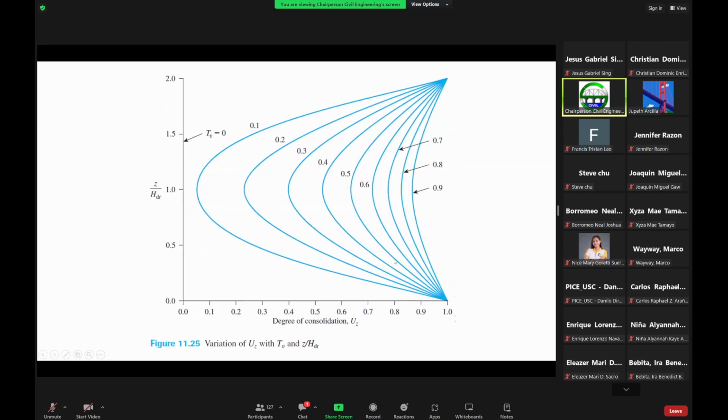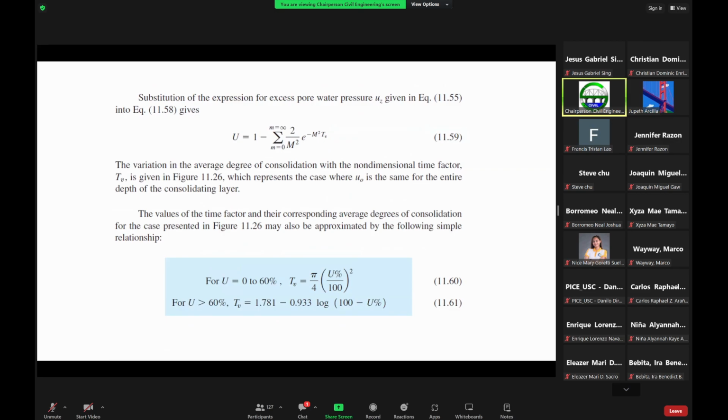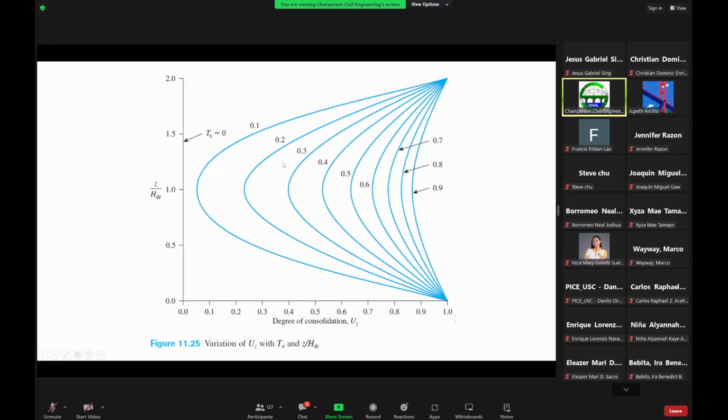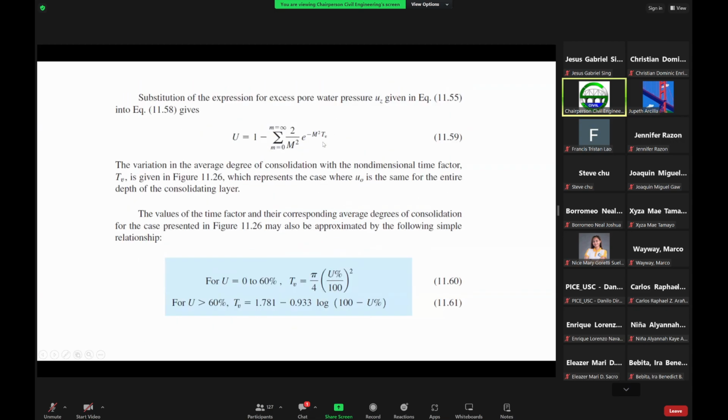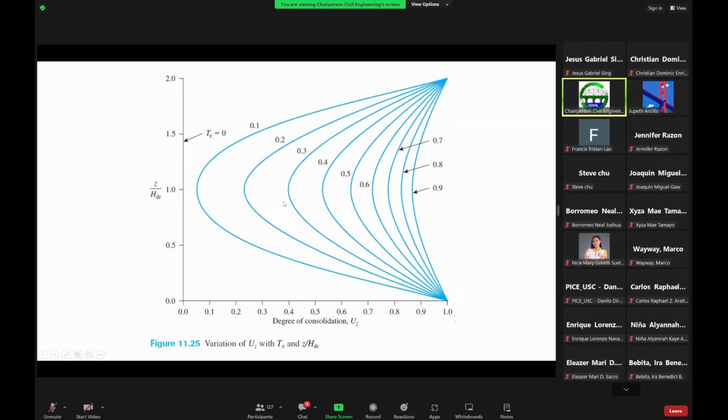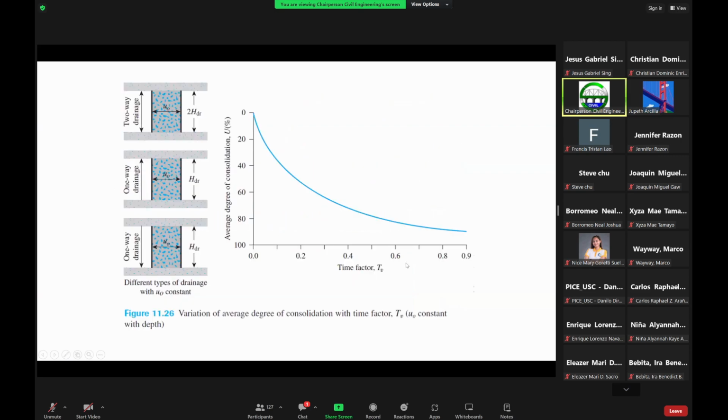Solving this, we can now get the formula for the average degree of consolidation with respect to the non-dimensional time factor. Again, m here is a constant. What is that m? That's this one here. Then you have your time factor, which is given in figure 11.26. That's this one here.